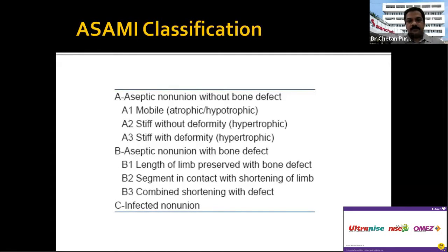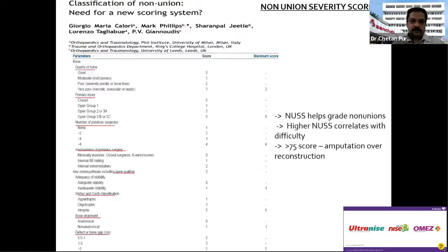Coming to the classification of non-unions, ASAMI, that is the Association for the Study and Application of the Methods of Ilizarov, has classified non-unions into A, B, C. A and B are the aseptic non-unions. So we are going to talk only about the C part, that is the infected non-unions. And further classifying the infected non-unions, there is a non-union severity score, which is from Leeds.